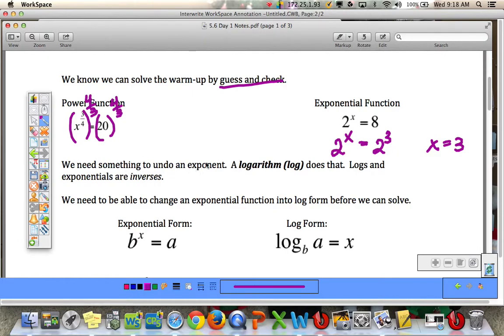We need something to undo an exponent, so today we're going to look at these exponential functions. What's another way to solve? A logarithm undoes an exponent. Logs and exponents are inverses of one another. So let's take a look at how we use them.